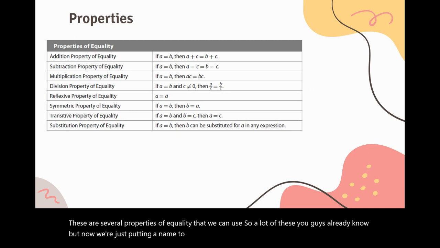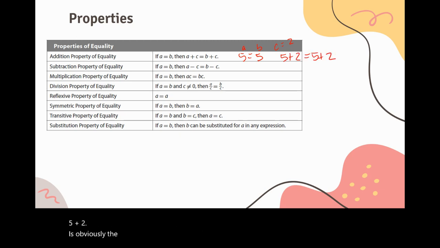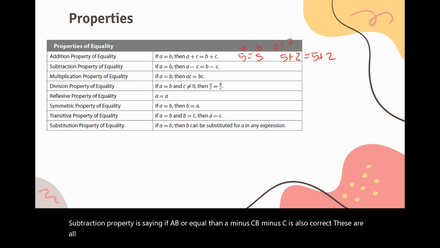Addition property is saying that if A equals B, then A plus C equals B plus C. So let's say 5 equals 5, that's my A and my B, and I add some C, let's say C is 2. 5 plus 2 is obviously equal to 5 plus 2, right? Subtraction property is saying if A and B are equal, then A minus C and B minus C is also correct. These are all the rules that you guys are using when you're solving.